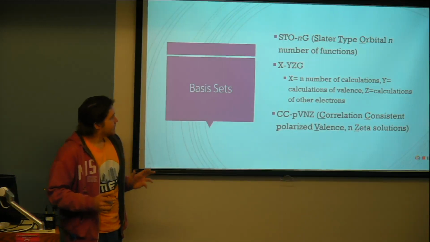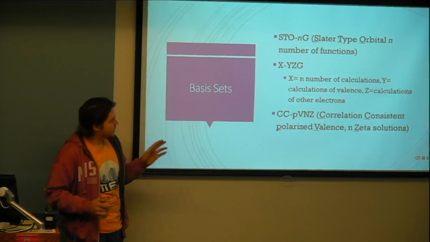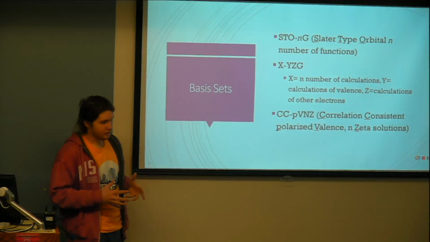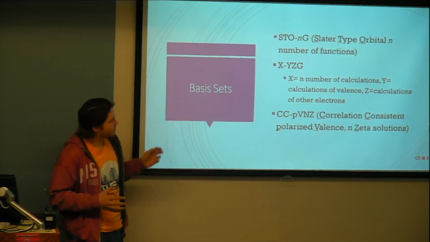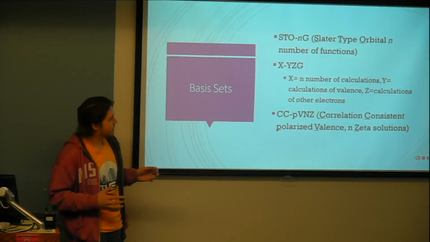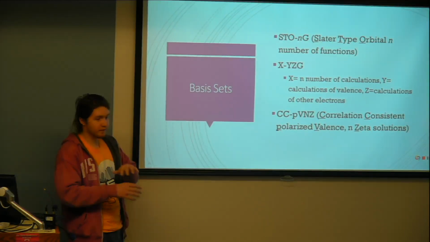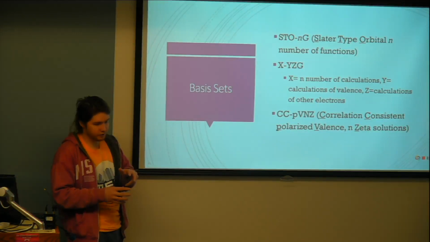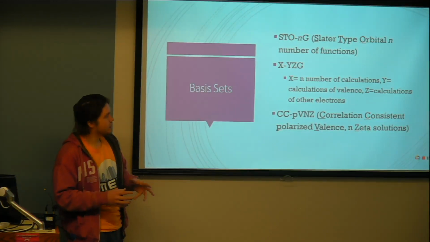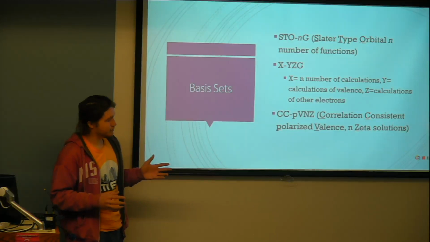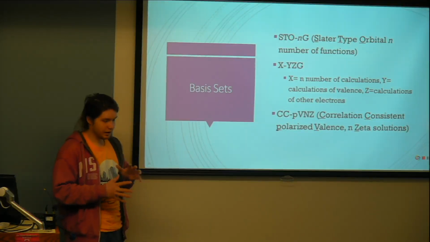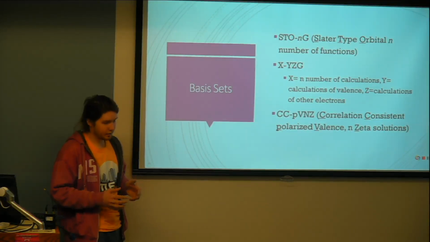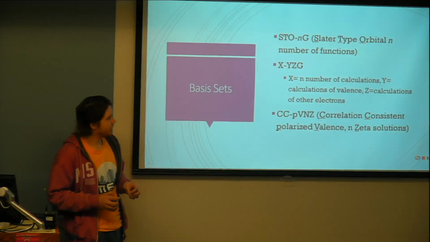The next one you'll see is basically a format of x-yz-G, where x is the number of calculations in the total equation. That would be equal to the nG from the first one, and the y and z are equal to the calculations for the valence electrons. Those are typically the ones involved in reactions and are calculated separately. And usually a lesser number of calculations is used for the other electrons on an atom, so it's not as important for any molecular interactions.